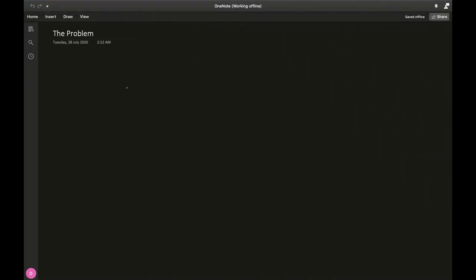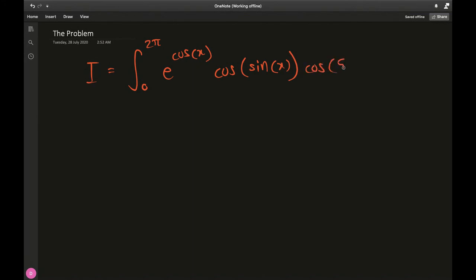Okay, so as always, we'll call our problem I, and it's defined as the integral from 0 to 2 pi of e to the cosine of x times cosine of the sine of x. And well, we're not just done as of now. Cosine of 5x dx. Yeah, that's how bad this is.